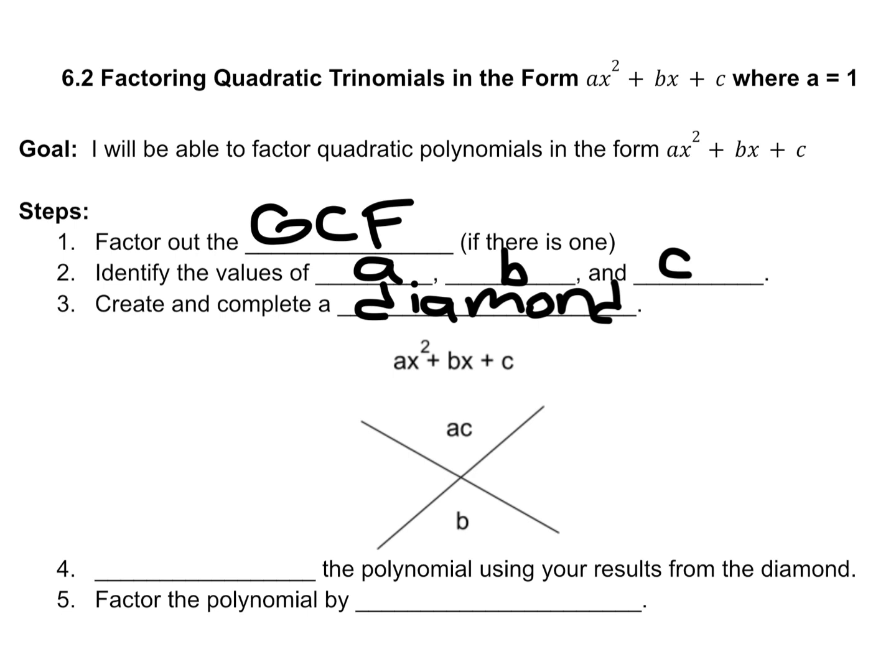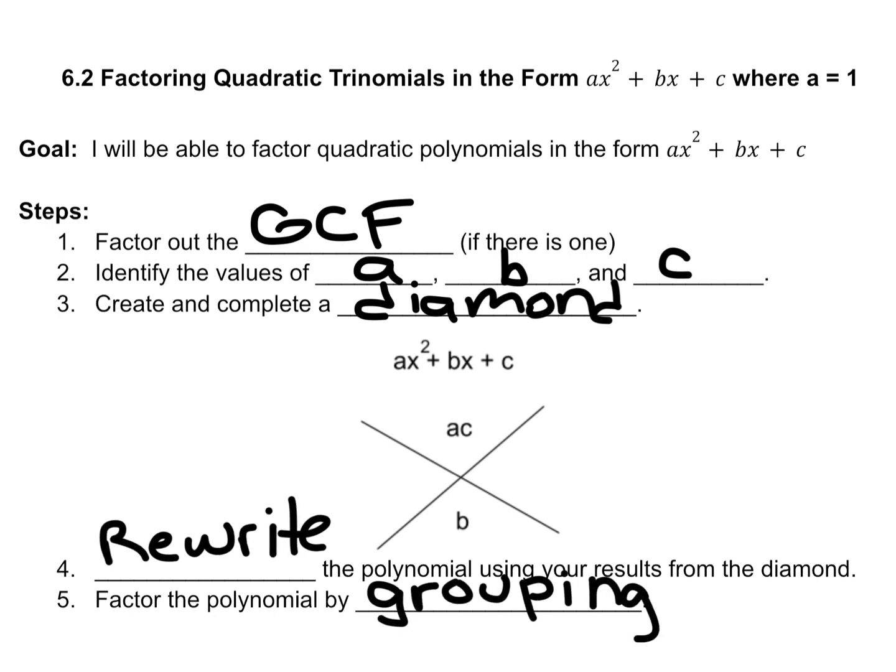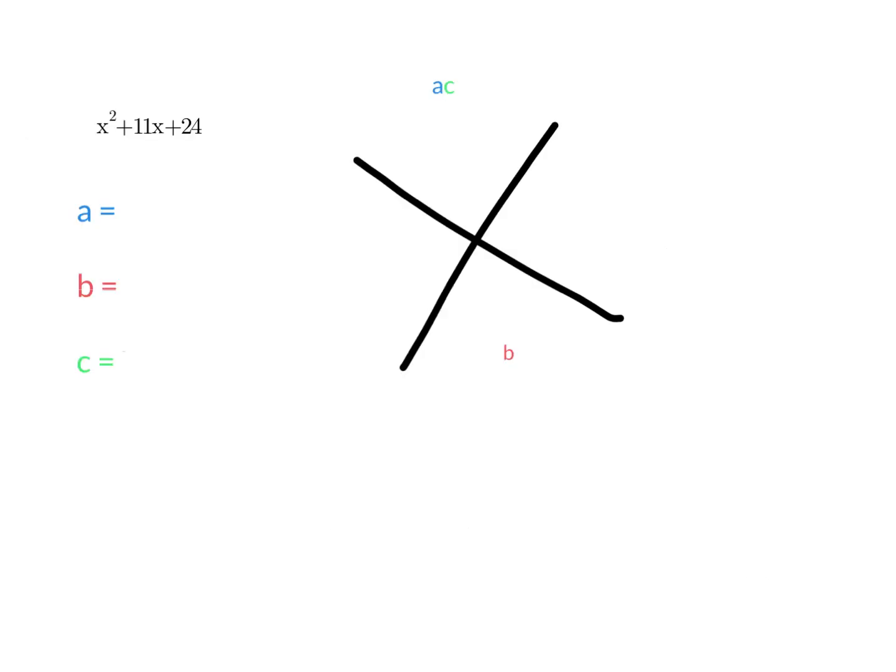Once I've created my diamond, I'm going to rewrite the polynomial using the numbers from the diamond, and my final step is going to be to factor by grouping. Now let's look at an example together. Let's factor x squared plus 11x plus 24.